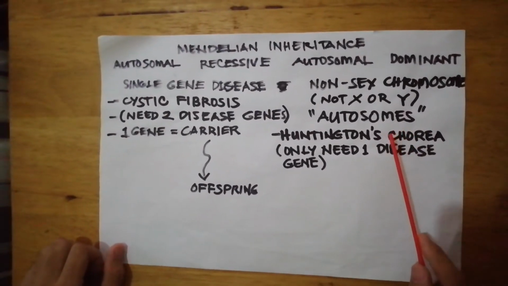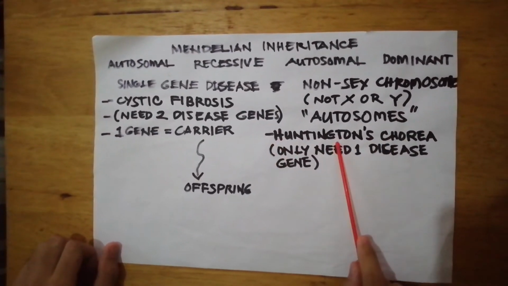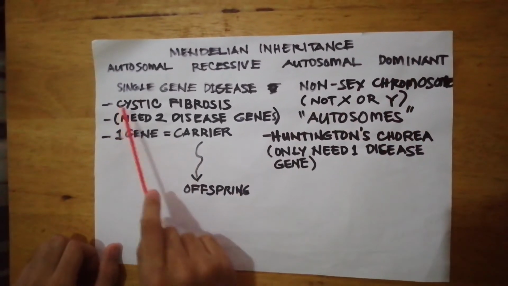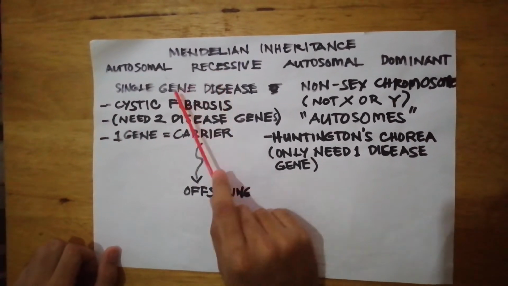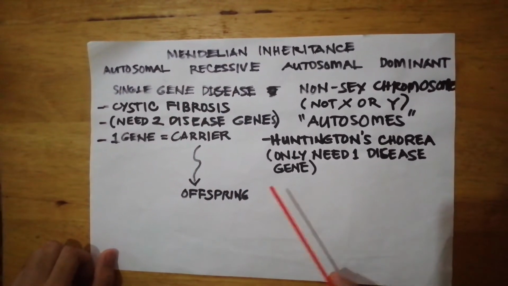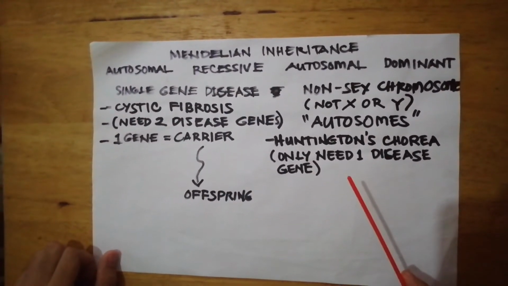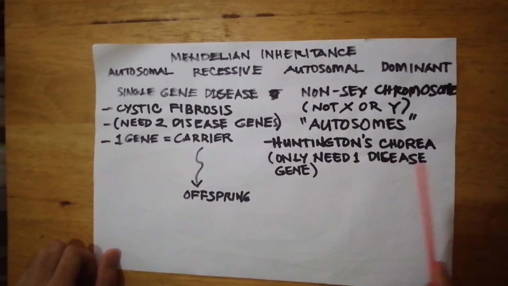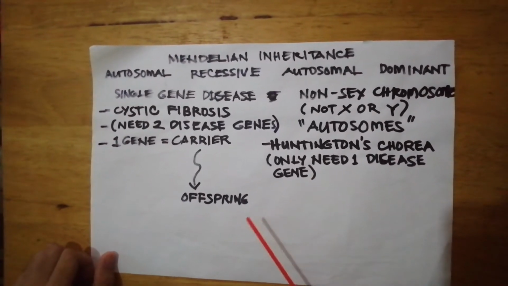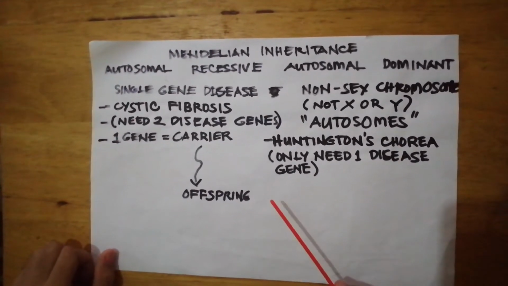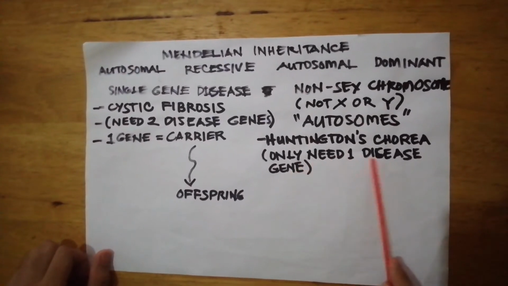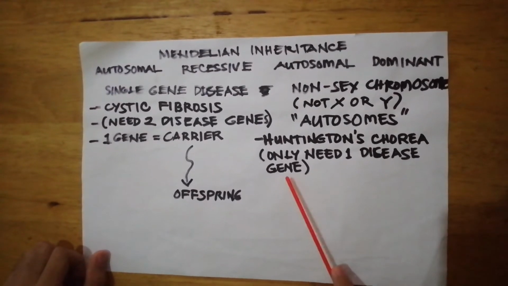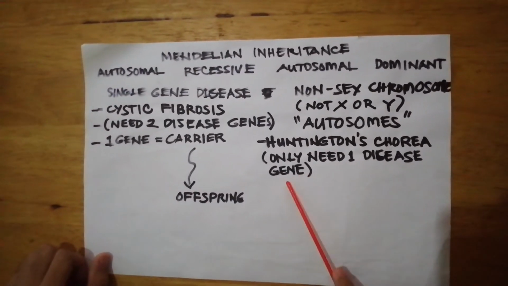The difference between these two diseases is that the Huntington's chorea gene is dominant, while the cystic fibrosis gene is recessive. To have Huntington's chorea, you only need 1 copy of the disease gene, because it will override your other gene, which is normal. When you have 1 disease gene, it will override the normal gene, and the normal gene will also become the disease gene.